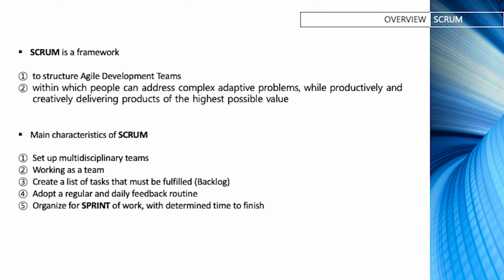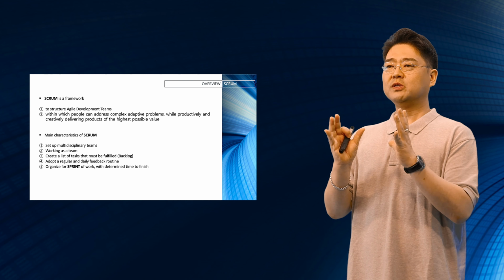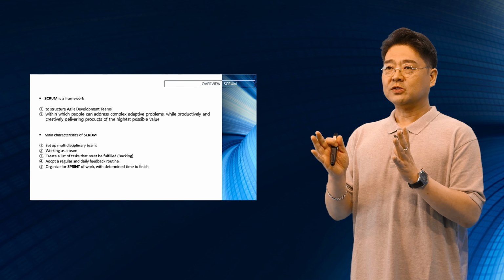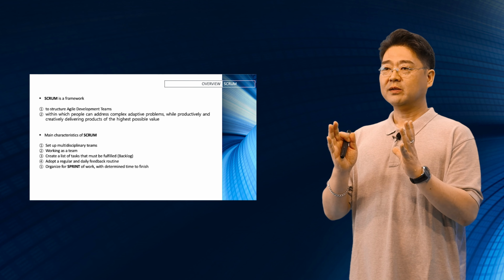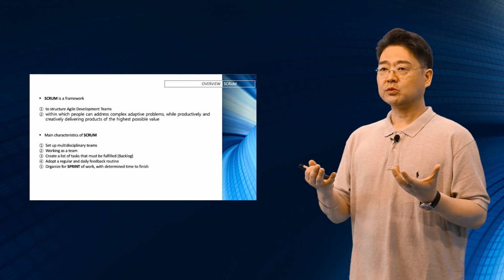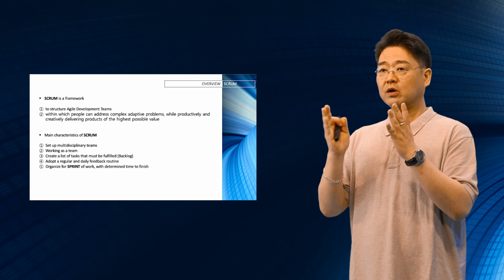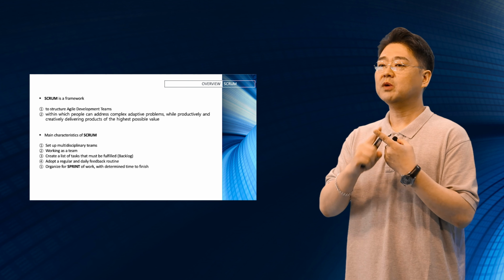Scrum is a framework, and I may have to talk about Scrum in this way. It is not a methodology. There's no manual for Scrum. Instead, we talk about the characteristics of Scrum and how to run it, and the rest is up to you. The main characteristic of Scrum is that it's a team approach.